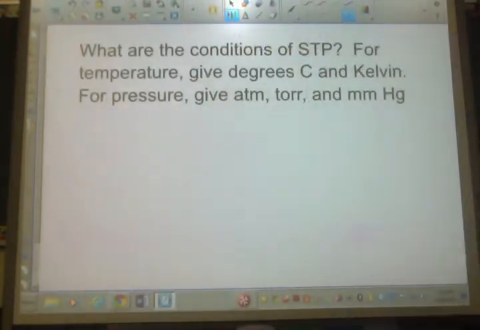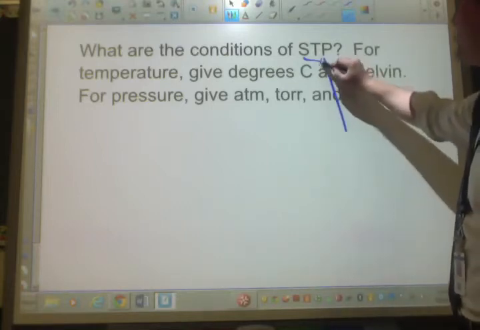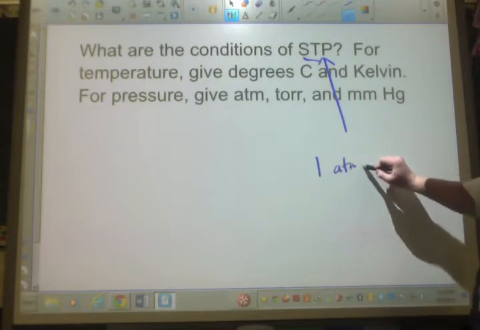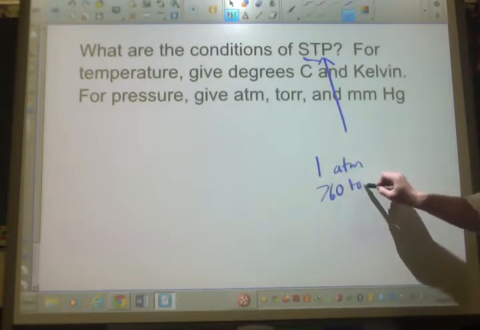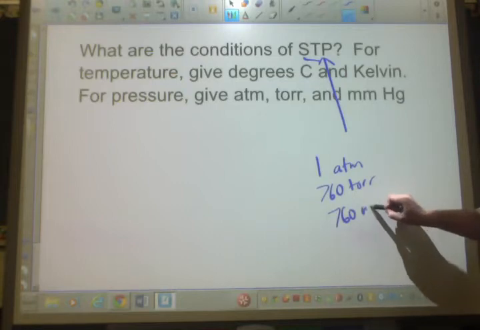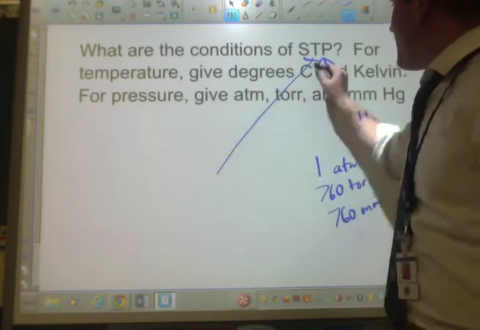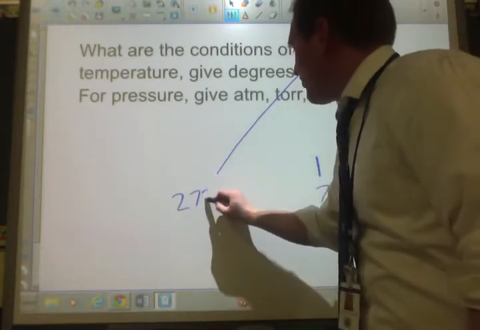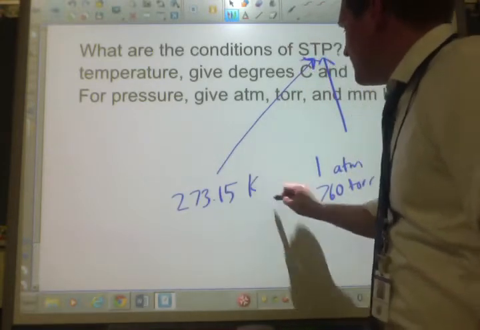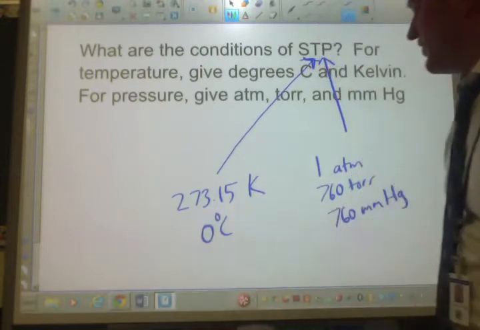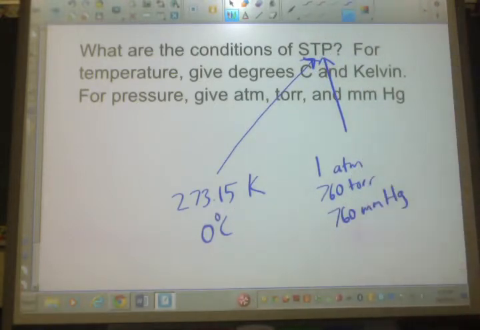And finally, what are the conditions of STP? So for temperature, give degrees Celsius and Kelvin. For pressure, give ATM, torr, and mmHg. So STP, so standard pressure is 1 atmosphere, or 760 torr, or 760 millimeters mercury. For standard temperature, it's going to be 273.15 Kelvin, or 0 degrees Celsius. Okay, so these are just things that mostly we should have memorized. Just make sure we have them by tomorrow.